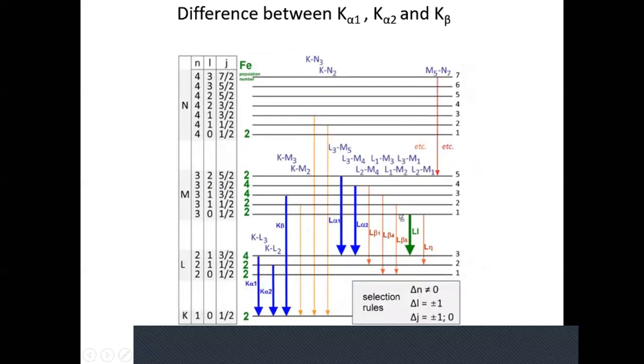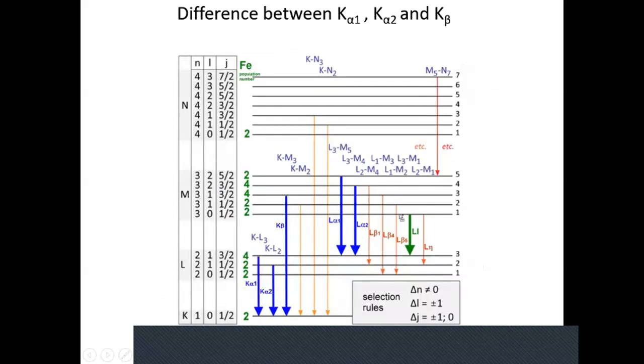This is just more of an elaborate diagram so you can see the difference. So even L alpha and L beta. For L, we actually have multiple betas that can happen: L beta 1, 2, or 4 and 5. And actually, these are here.